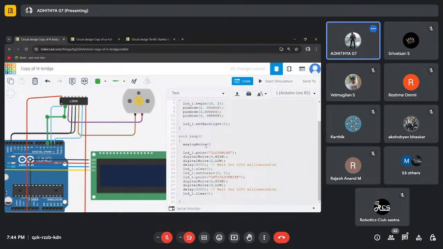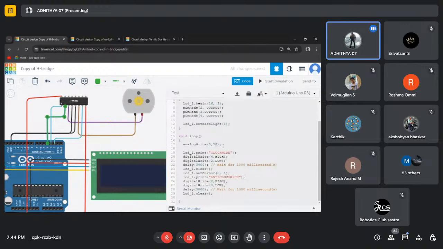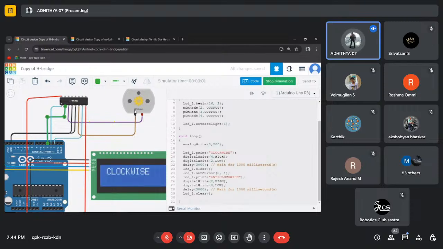I'm giving 3. As I said, we can give values from 0 to 255. Let's just say now I give 50. When I run this now, the RPM will be reduced from the 9000 to some lower value. See, the RPM is now 1800 to 1700. Now, if I change the 50 to say 200, now you can see the motor is rotating at around 7000 RPM. So this is how you control a motor with an L293D motor driver.